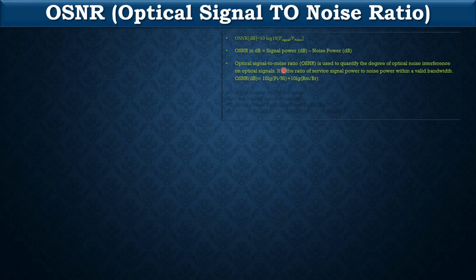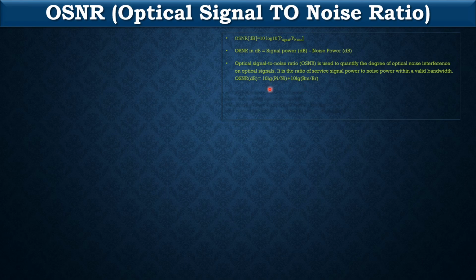Optical signal to noise ratio is used to quantify the degree of optical noise interference. It means the optical noise interference of an optical signal in the transmission media is calculated by the OSNR. Or you can say this degree of optical noise interference is told by the optical signal to noise ratio. It is the ratio of service signal power to the noise power within a valid bandwidth. So you can see here, this is another formula: OSNR in dB is equal to 10 log (Pi / Ni) plus 10 log (Bm / Br).